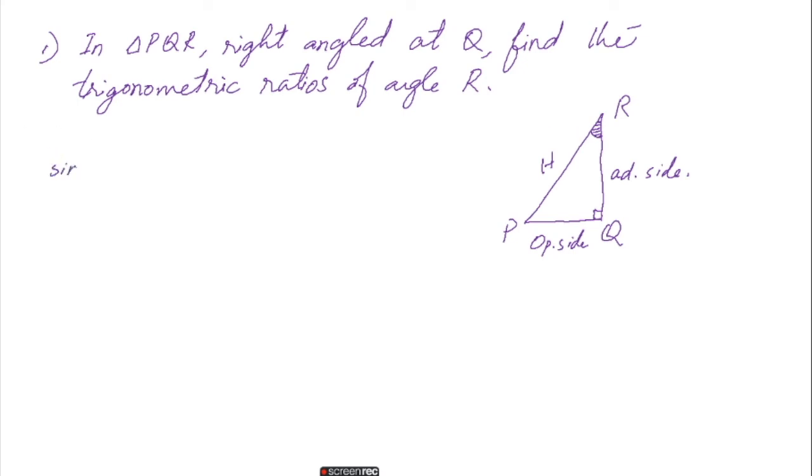So sin R, only one I will find out. The remaining things you have to write. Sin R is equal to, try to remember the definition, opposite side by hypotenuse. So here which is the opposite side? PQ divided by PR. Now you have to find out the remaining: cos R, 3rd, 4th, 5th, 6th. I hope you will do it. When you do it yourself, that definition will become thorough in our mind.